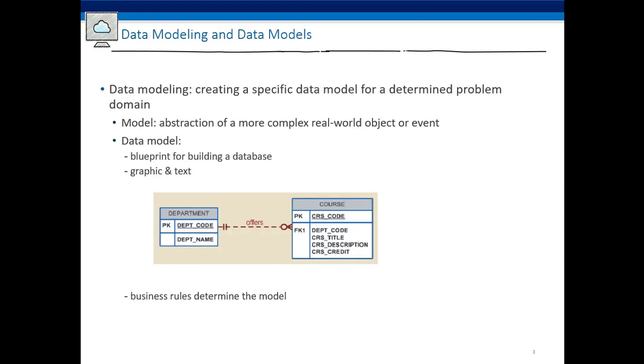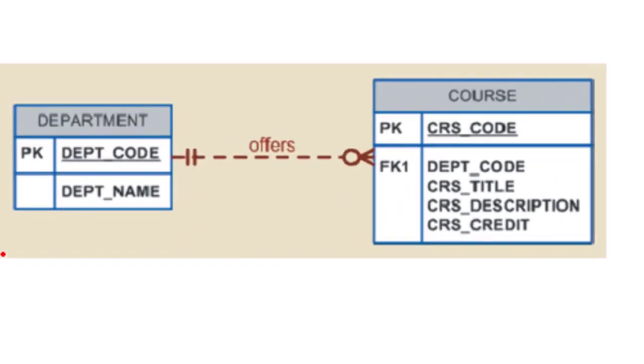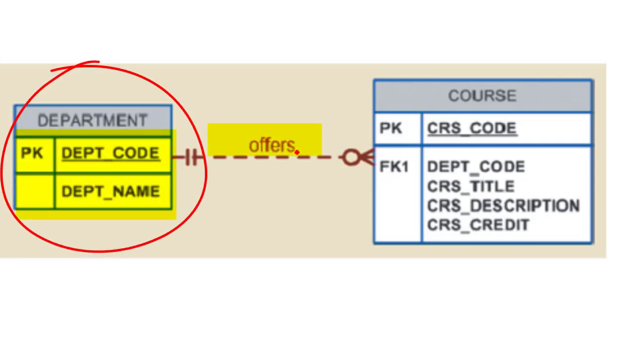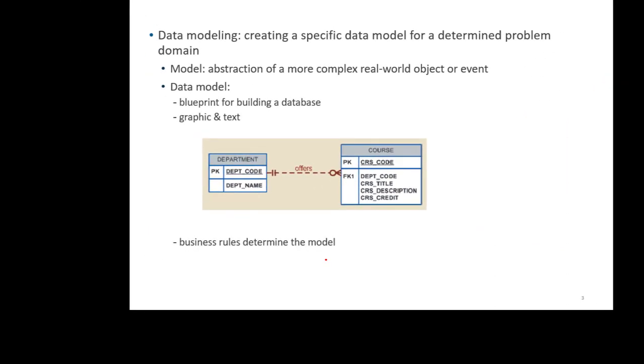Data modeling is when you create a specific data model for a problem domain. Now, as you know, in general, a model is an abstraction of something in real life. A data model is a blueprint for building a database. And here is an example of a data model. It uses both a graphic and some text.